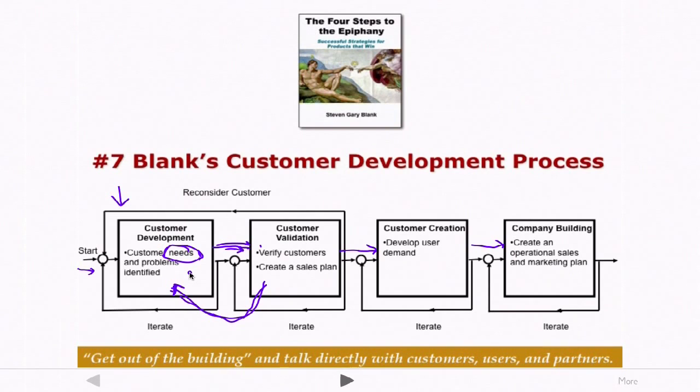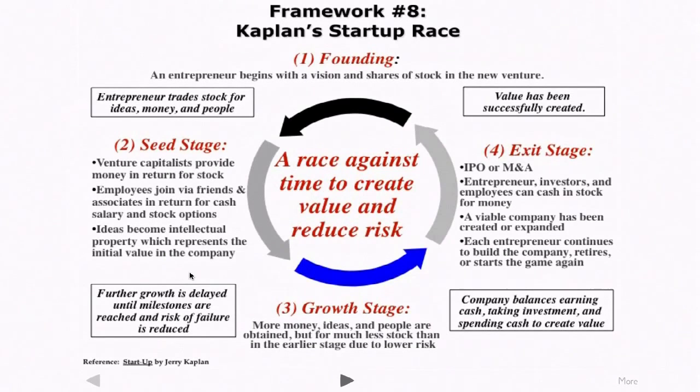Framework number 8 comes from Jerry Kaplan's book, Startup, and it's Kaplan's Startup Race. So the idea here is that a startup is essentially a race against time to reduce risk and create value. This is somewhat similar to our model of reducing risk at each step, but it points out that we also have to create value along the way.